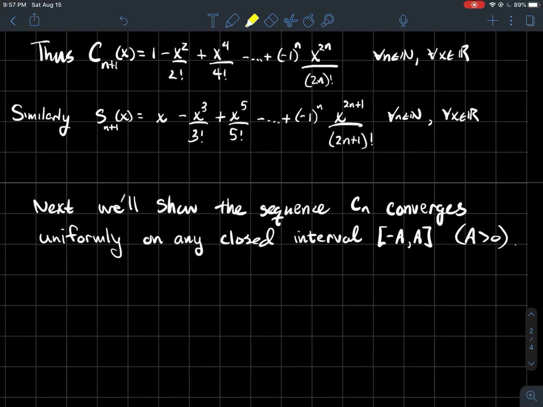So the next thing we want to do, all right, I've got these cool formulas for C_n and for S_n. I'm going to show you first that the sequence C_n converges uniformly on any closed interval from minus a to a, where a is just some positive real number.